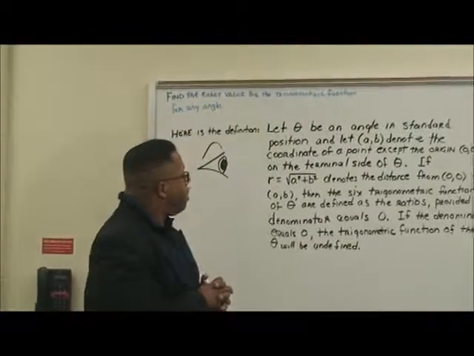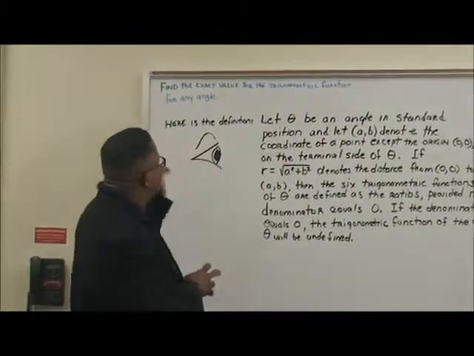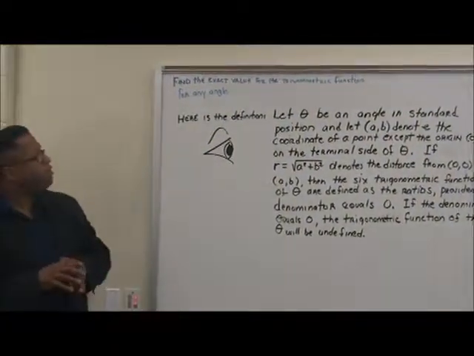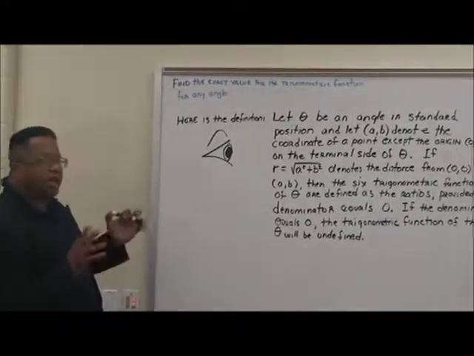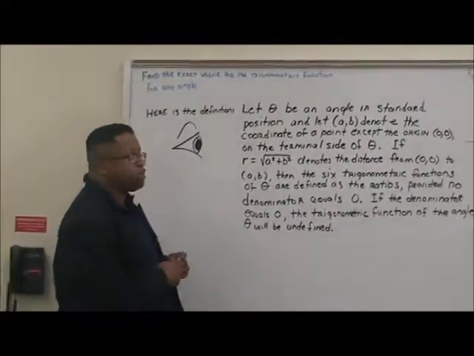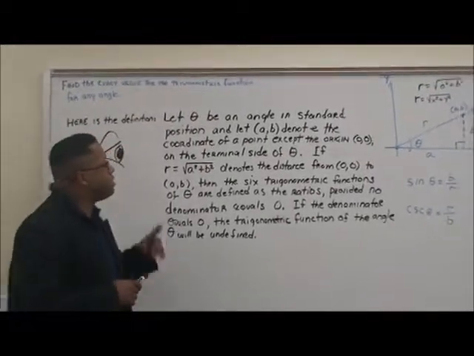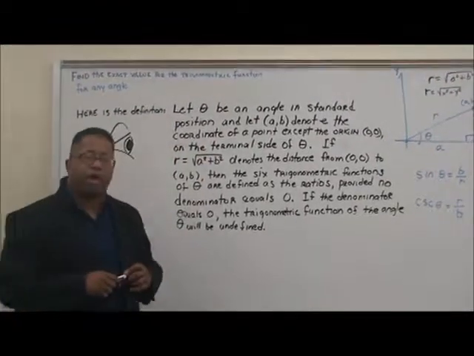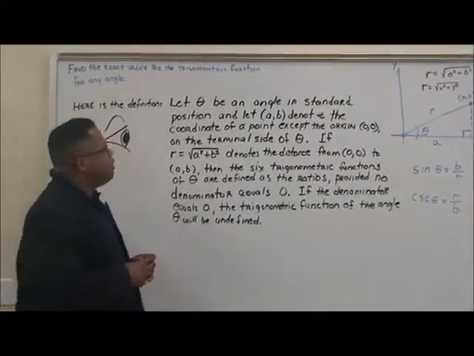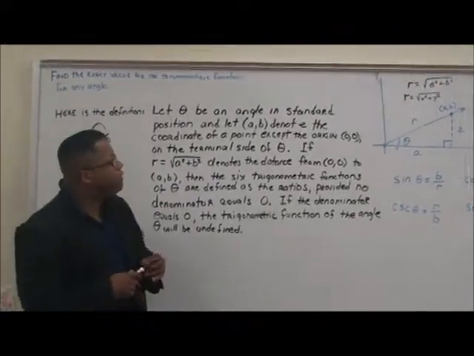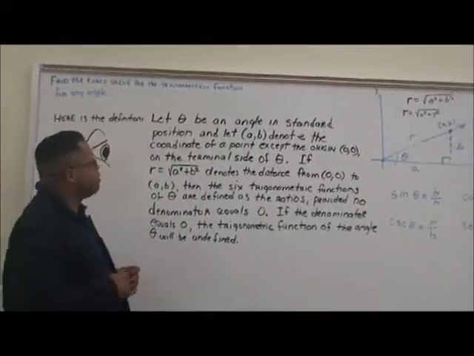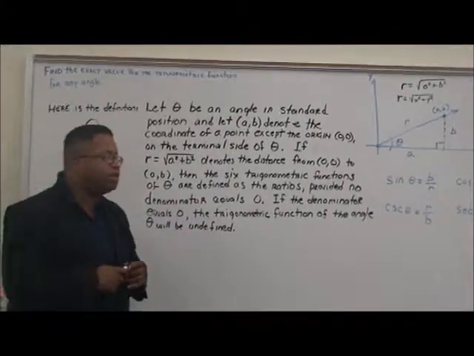And we're going to talk about finding the exact value for the trigonometric function for any angle. Let's look at the definition. Let theta be an angle in standard position and let the ordered pair (a, b) denote the coordinate of a point except the origin (0, 0) on the terminal side of theta.